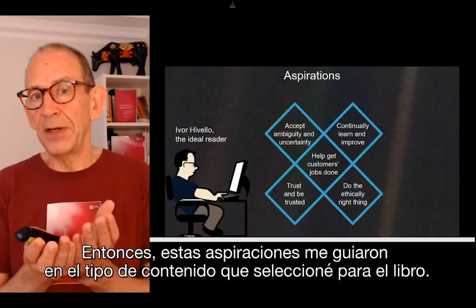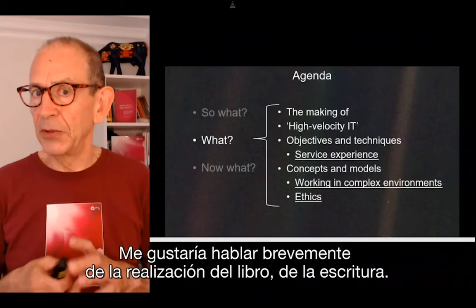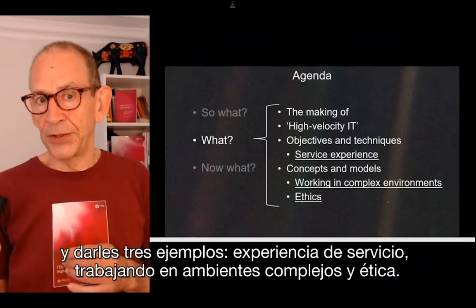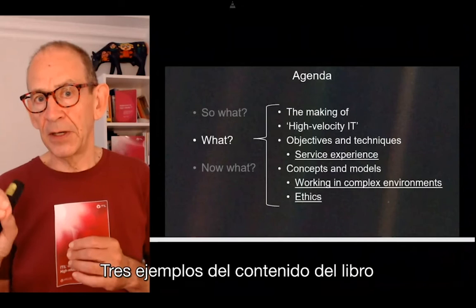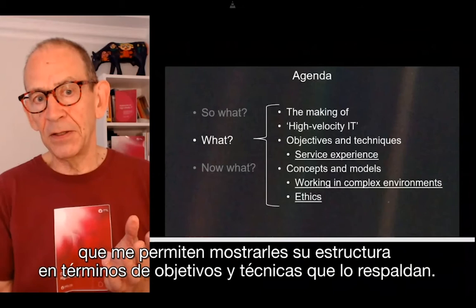Now we'll get on to the book. What are we talking about? I'd like to talk very briefly about the making of the book, the writing of the book, give you a little bit of background about how it came across, then the concept of High Velocity IT, and three examples: service experience, working in complex environments and ethics. Three examples of the content of the book, which will also enable me to show you the structure of the book in terms of objectives and techniques that support them, and concepts and models that support the way of thinking.